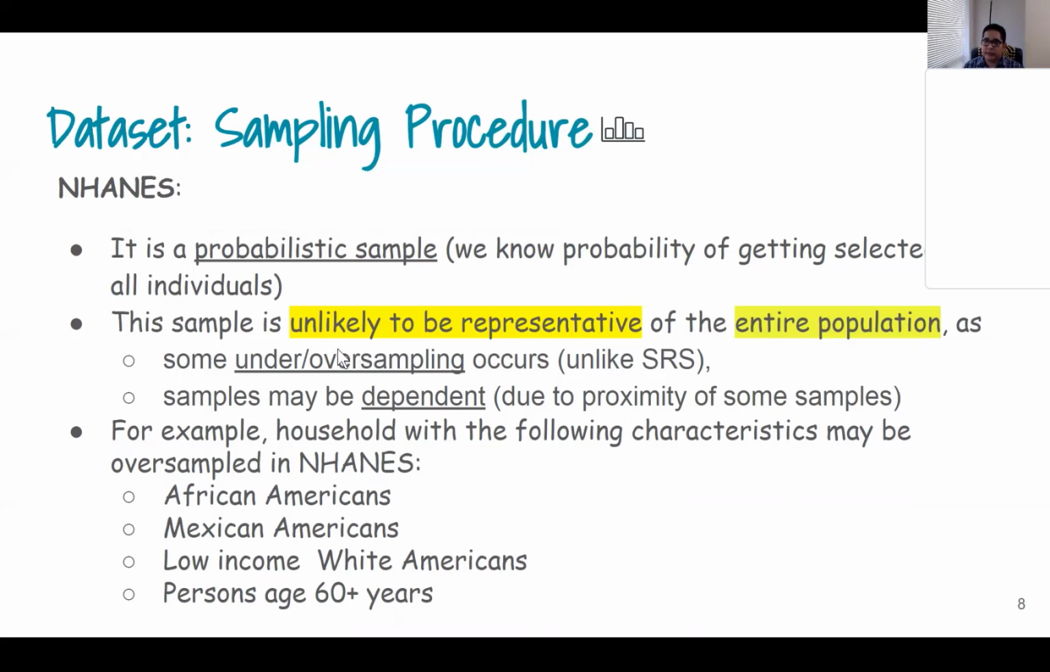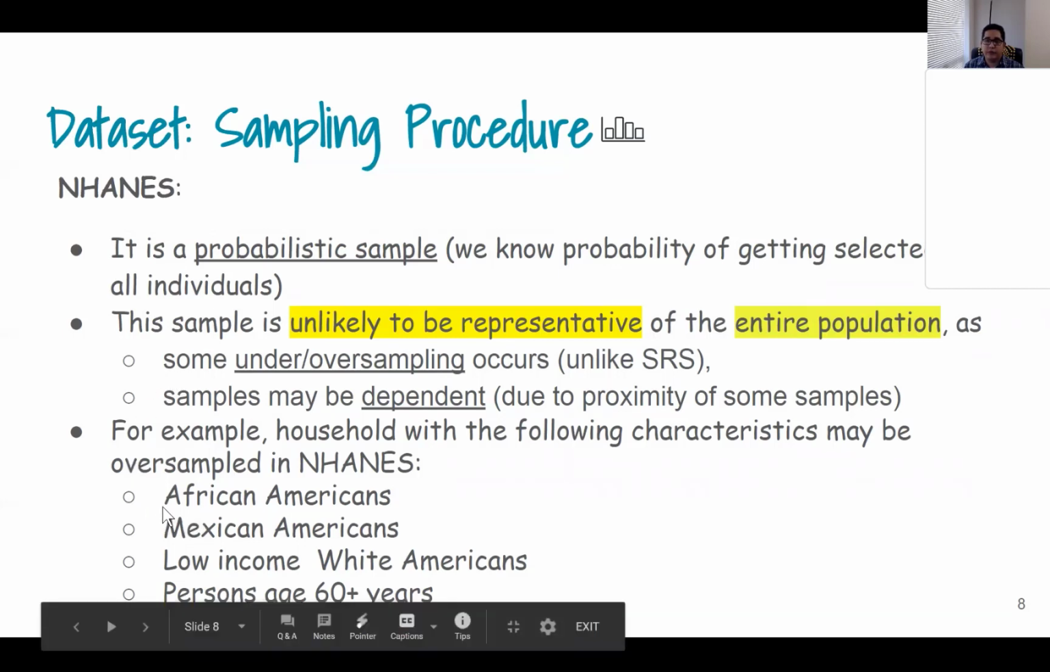This sample is unlikely to be representative of the entire population, because there is some oversampling and undersampling going on, because the government wants to know what is happening with some of the key populations.